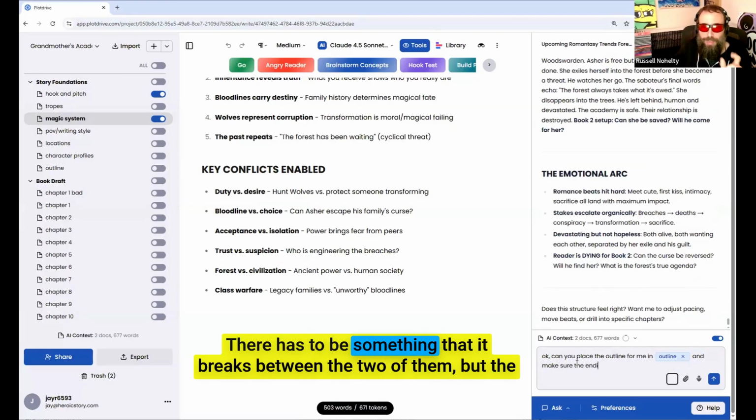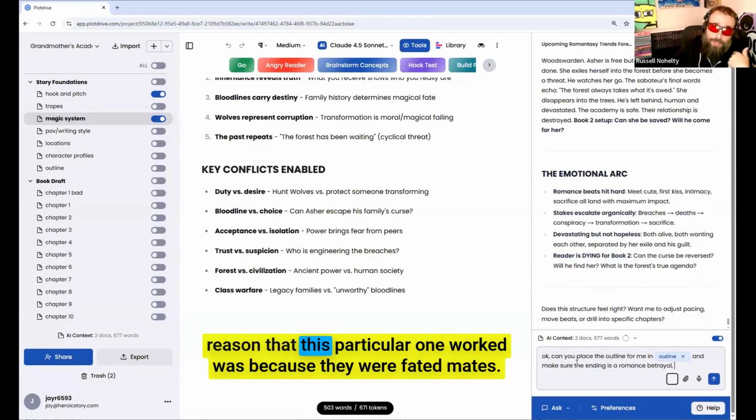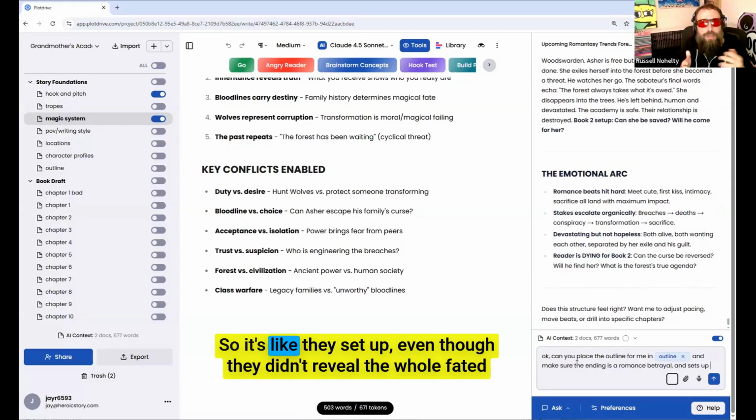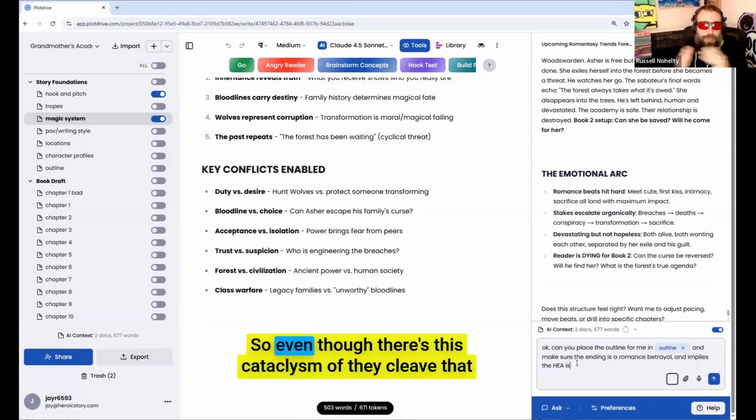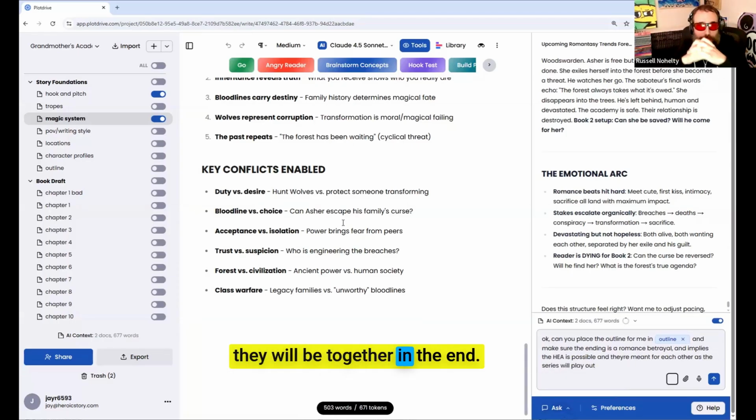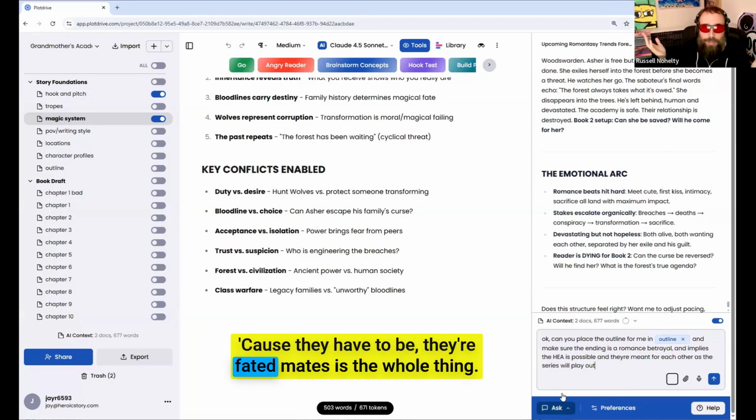There has to be something that breaks between the two of them. But the reason this particular one worked was because they were fated mates. Even though they didn't reveal the whole fated mate thing, it's very obvious that they're meant for each other. So even though there's this cataclysm where they cleave, they will be together in the end because they have to be. They're fated mates is the whole thing.